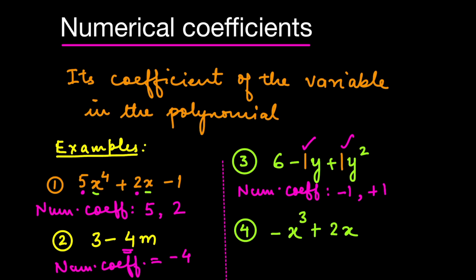Now next example, it is -x cube and plus 2x. What is the variable here? The variable is x. And what are the numbers with it? It is just minus written. As we did in the previous example, when you don't see any number, you can put 1 with it. So now we write the numerical coefficient for this one. It is -1 and here we can see it is +2.